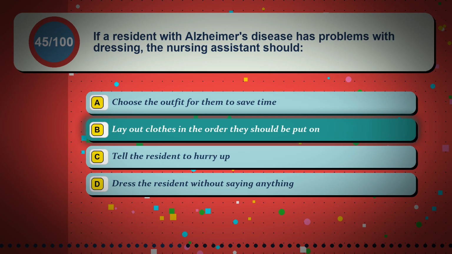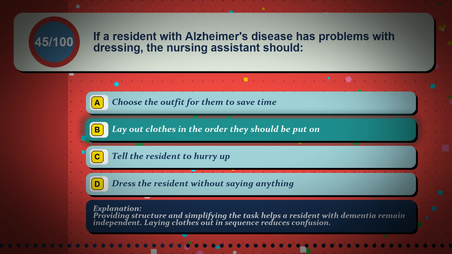The correct answer is option B. Lay out clothes in the order they should be put on. Providing structure and simplifying the task helps a resident with dementia remain independent. Laying clothes out in sequence reduces confusion.